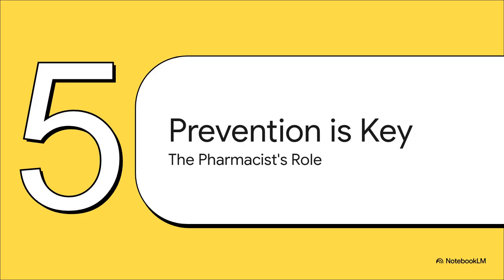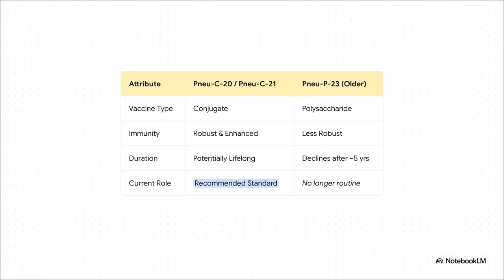Beyond just treating infections after they happen, our role in prevention is just paramount. So let's look at the key strategies where you can make a huge impact on the health of your community. This slide really shows a major shift in our vaccination strategy. Basically, we've moved on from the older polysaccharide vaccine, Pneumovax 23. The new standard of care is the conjugate vaccines, the PCV20 and 21.